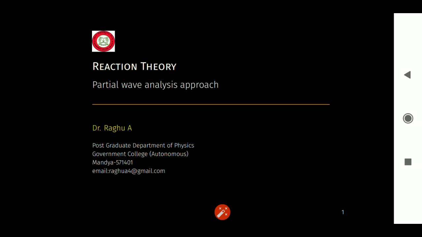Today we are going to learn about reaction theory, partial wave analysis of nuclear reactions, and using that we are going to estimate the cross section for reaction as well as scattering process. I am Dr. Raghu A, working at Government College Autonomous Mandya.